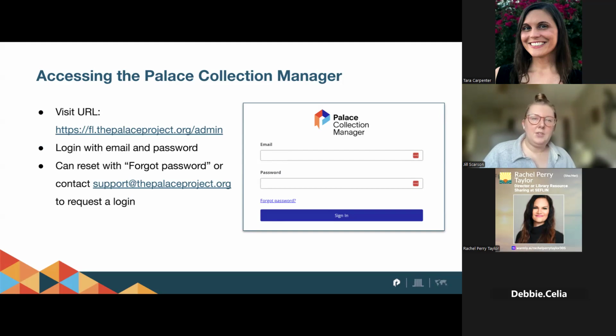So to access this, you'll go to the URL listed on the page. You'll log in with your email and password that we set up for you at the time of your implementation. And if you don't know that, you could reset your password or contact us for support at the Palace Project or to request that login. We know that staffing changes all the time, so if you definitely know that you don't have an account and need one, just contact us at support and request that information. We just need a little bit more. I'll talk about that a little bit later in the presentation.